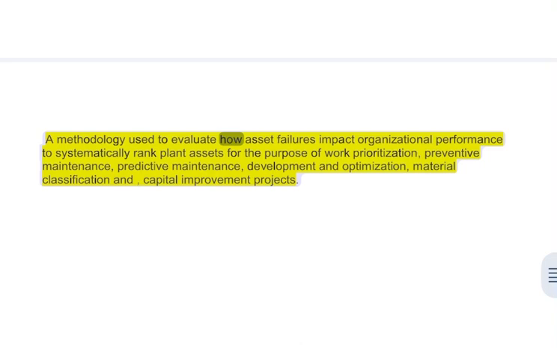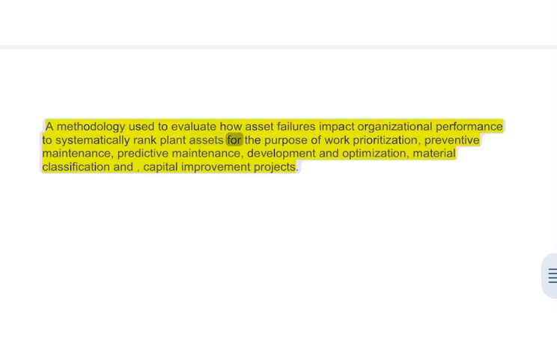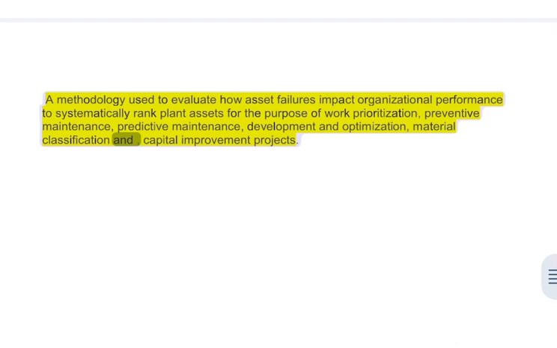What is a criticality analysis? A methodology used to evaluate how asset failures impact organizational performance, to systematically rank plant assets for the purpose of work prioritization, preventive maintenance, predictive maintenance, development and optimization, material classification, and capital improvement projects.